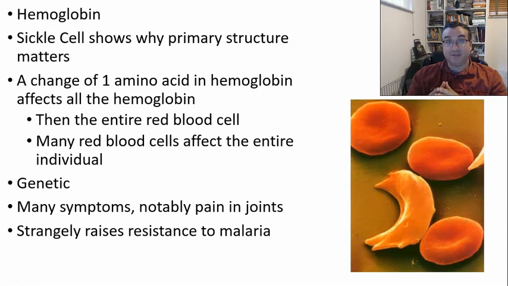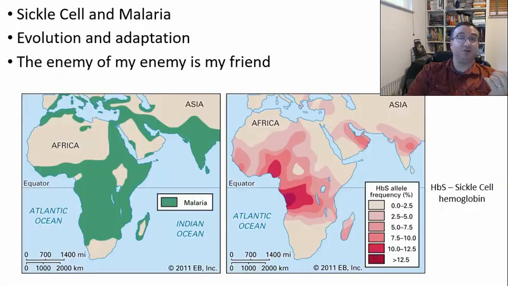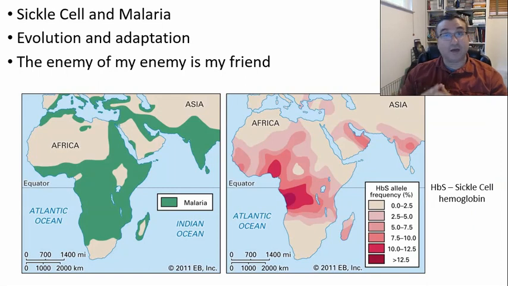There's a genetic component to sickle cell, and there are many symptoms from it, notably pain in the joints. And strangely, sickle cell gives partial resistance to malaria. So, the primary structure of a protein matters. Changing just 1 amino acid is like changing 1 word in a sentence that changes the whole meaning of the sentence. In sickle cell, it changes the shape of hemoglobin, and then the red blood cells that hold hemoglobin. And beyond that, there are effects on the entire individual. Now, this ties to another common characteristic of all living things, namely evolution.